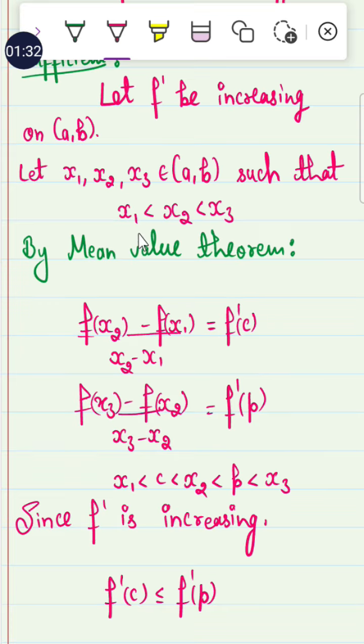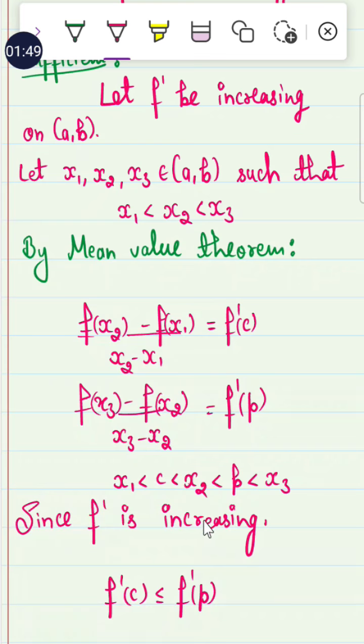By the mean value theorem, (f(x2) − f(x1))/(x2 − x1) = f'(c), where c is between x1 and x2. And (f(x3) − f(x2))/(x3 − x2) = f'(p), where p is between x2 and x3, right?